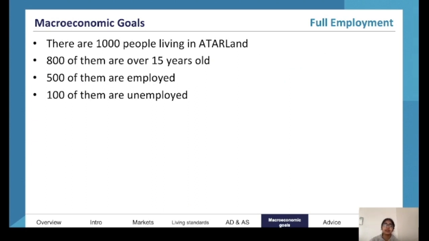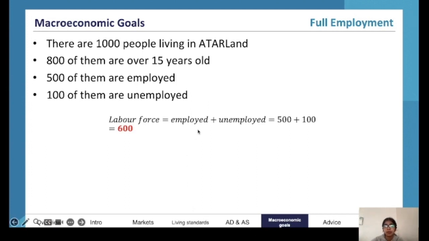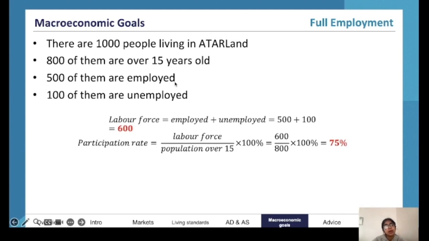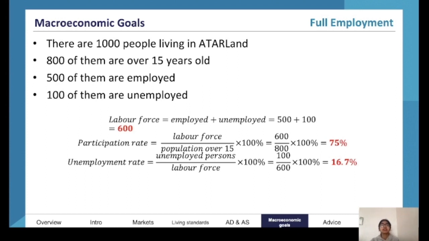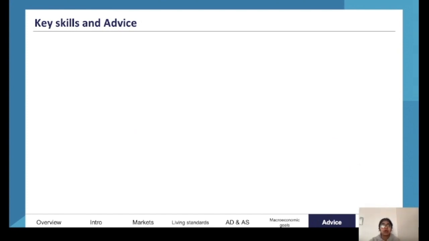So let's do an example. Let's say there are 1,000 people living in ATAR land, and 800 of them are over 15 years old, and 500 are employed, 100 are unemployed. The labor force is the number of people who are employed and unemployed. So that's 500 plus 100, which is 600. It's not 800 because not everyone over 15 is willing and able to work. Participation rate is the labor force divided by population over 15. It's literally the proportion of the population over 15 that's willing and able to work. So 600 over 800, that's 75%. Unemployment rate is the number of unemployed people, so 100, divided by the total labor force. That is 16.7%.